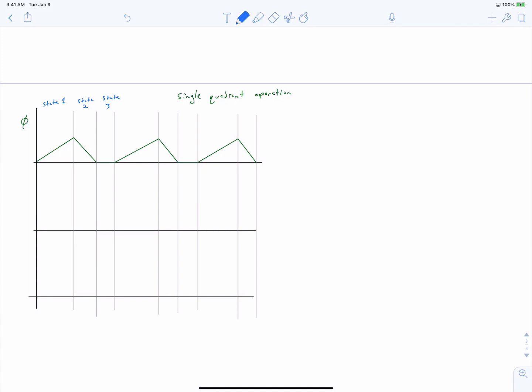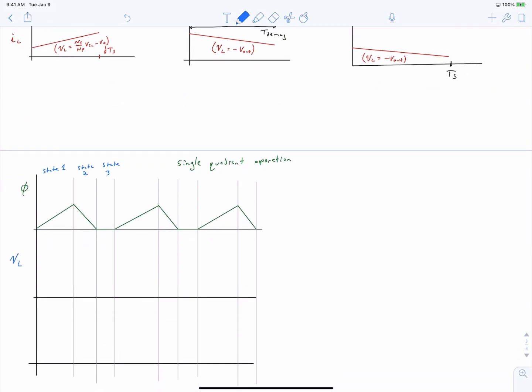Next, we're going to draw the voltage waveform that we have across our inductor. And we noted that in state 1 we have VL equal to our turns ratio, NS by NP, times our input voltage minus our output voltage. And then in states 2 and 3, our inductor voltage is simply the negative of our output voltage. This looks like a buck converter with a turns ratio.